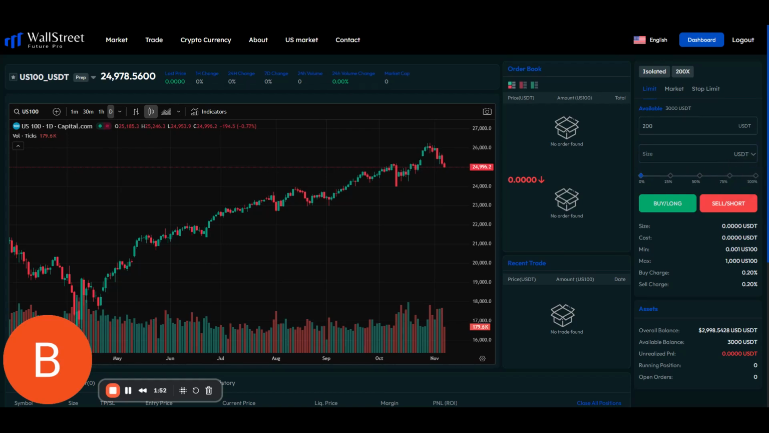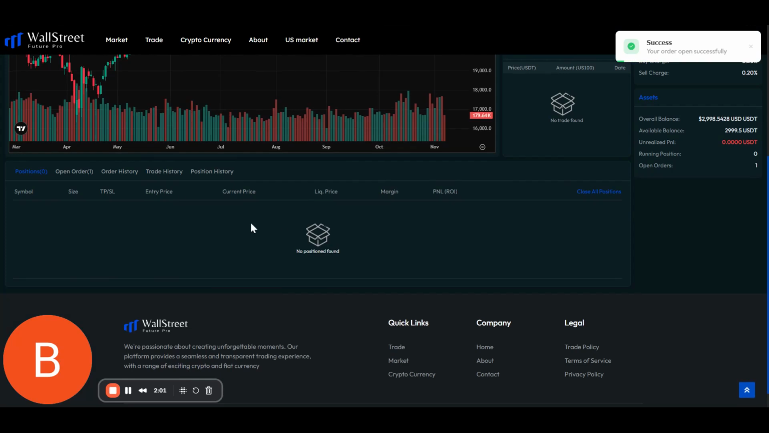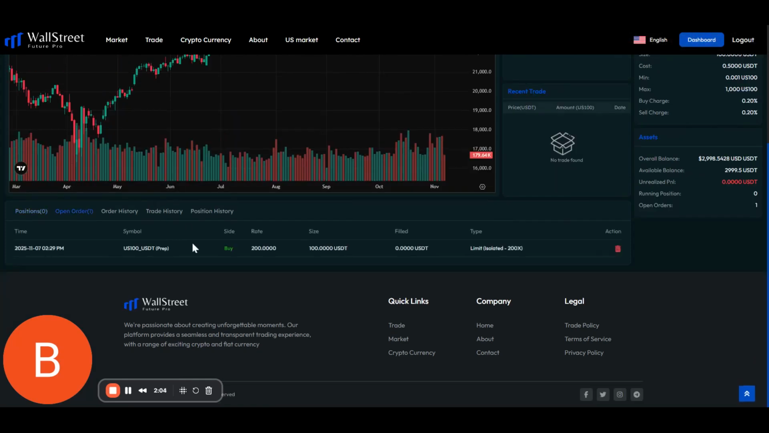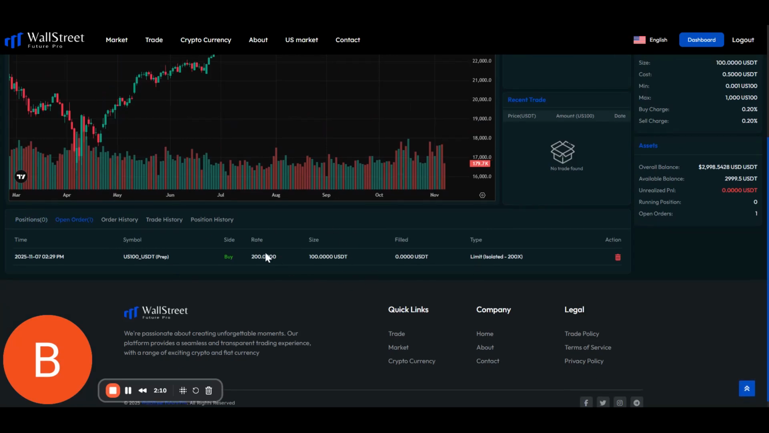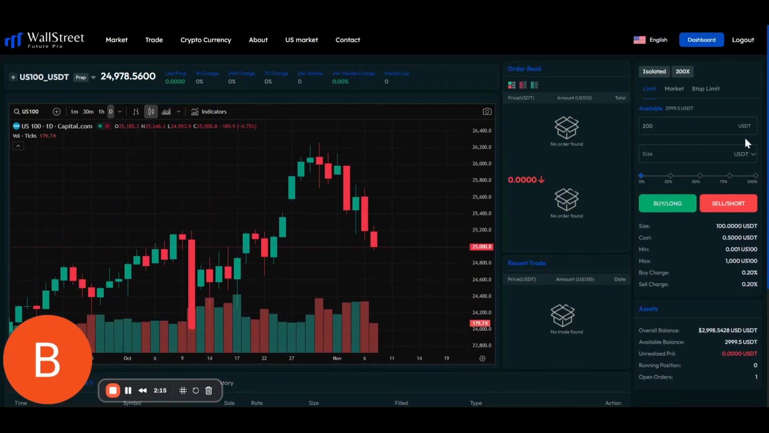So I will go to the USDT, and the size would be 100, and let me buy it. As you can see, it is in the open order position. Here it is: the thing I bought, the rate, the size, and the liquidation system, and there is the leverage that you can buy up to 100. After that, this is basically our US market, so I will go to the cryptocurrency as well.